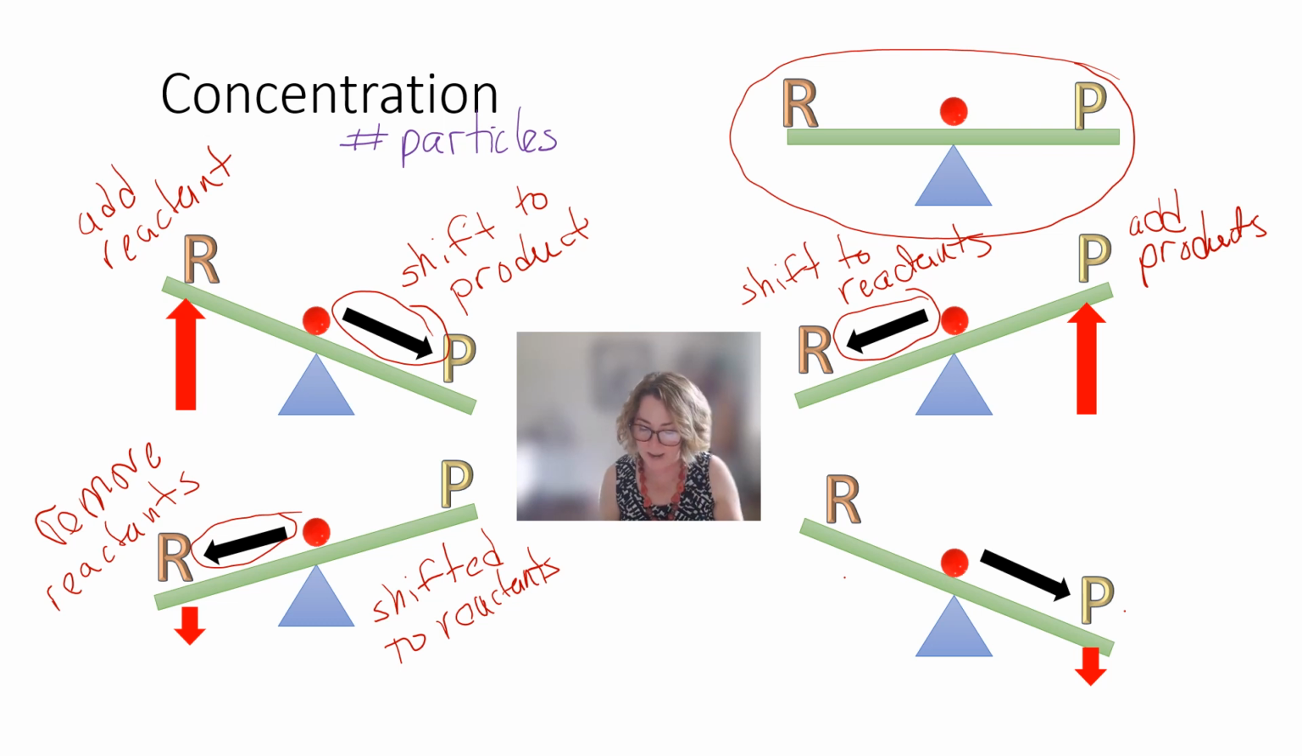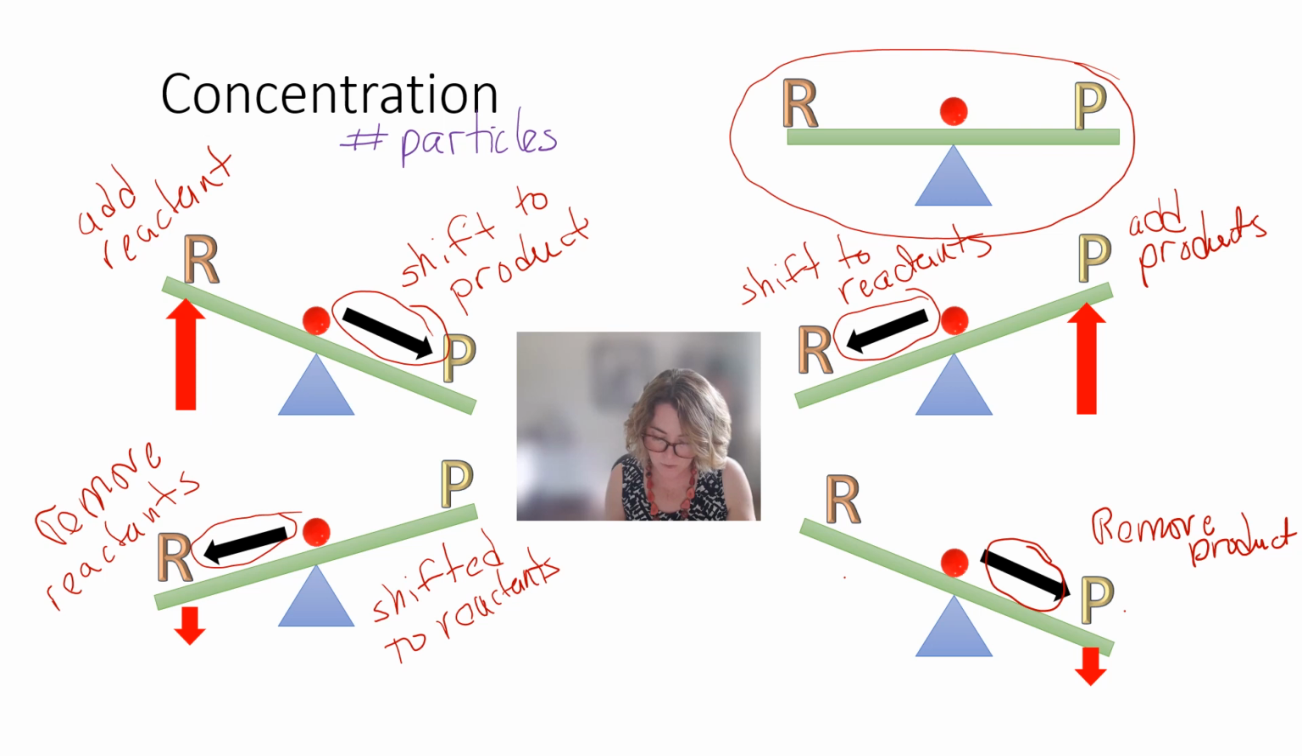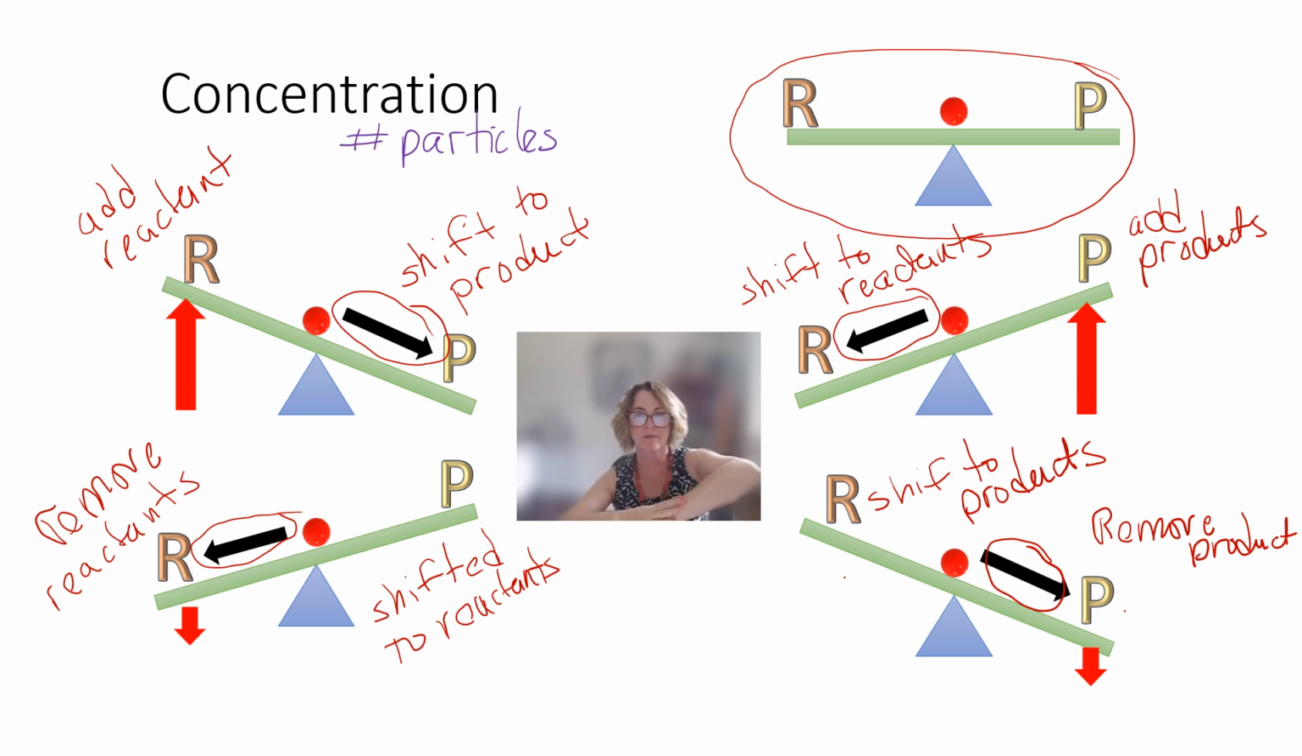The same thing is going to happen when I remove my products. When I remove my products, notice that my ball moves down towards my products. And so this equilibrium is going to be shifted to my products. So again, I'm going to take the product away. More reactant is going to have to react, right, to lift up that product side to get ourselves back to even.